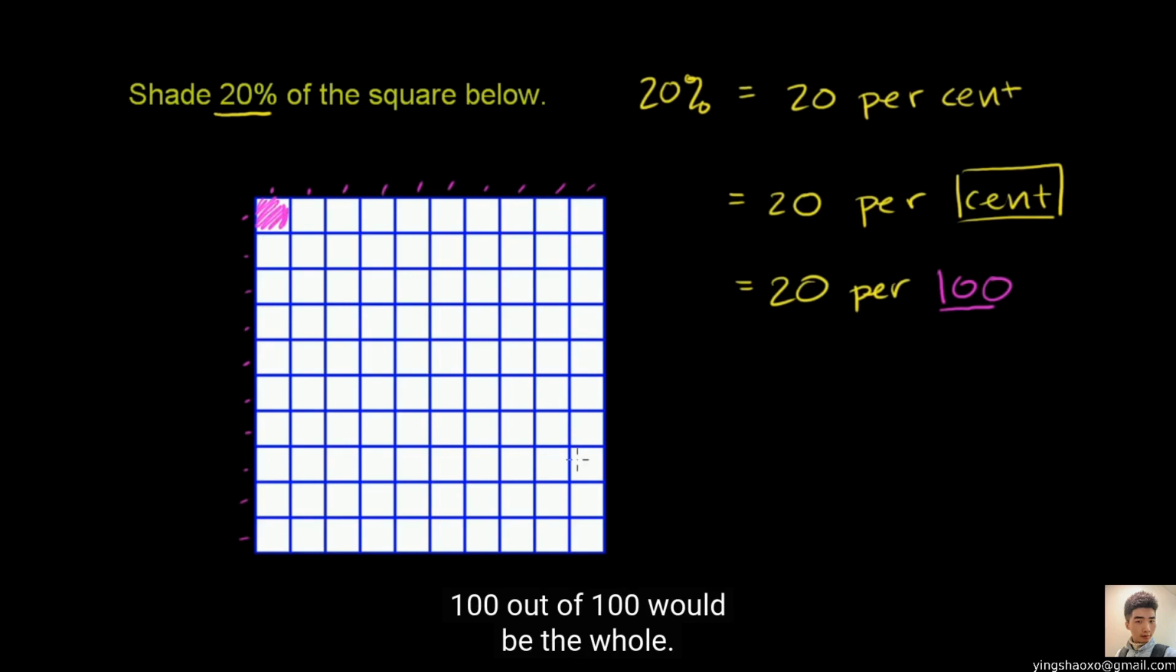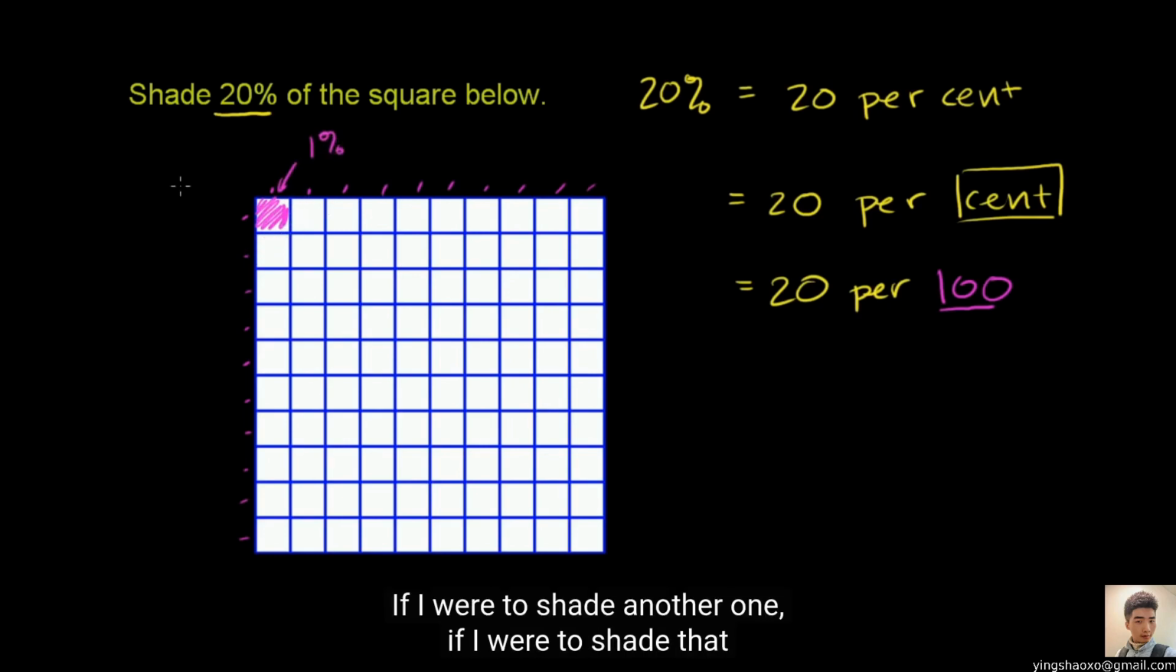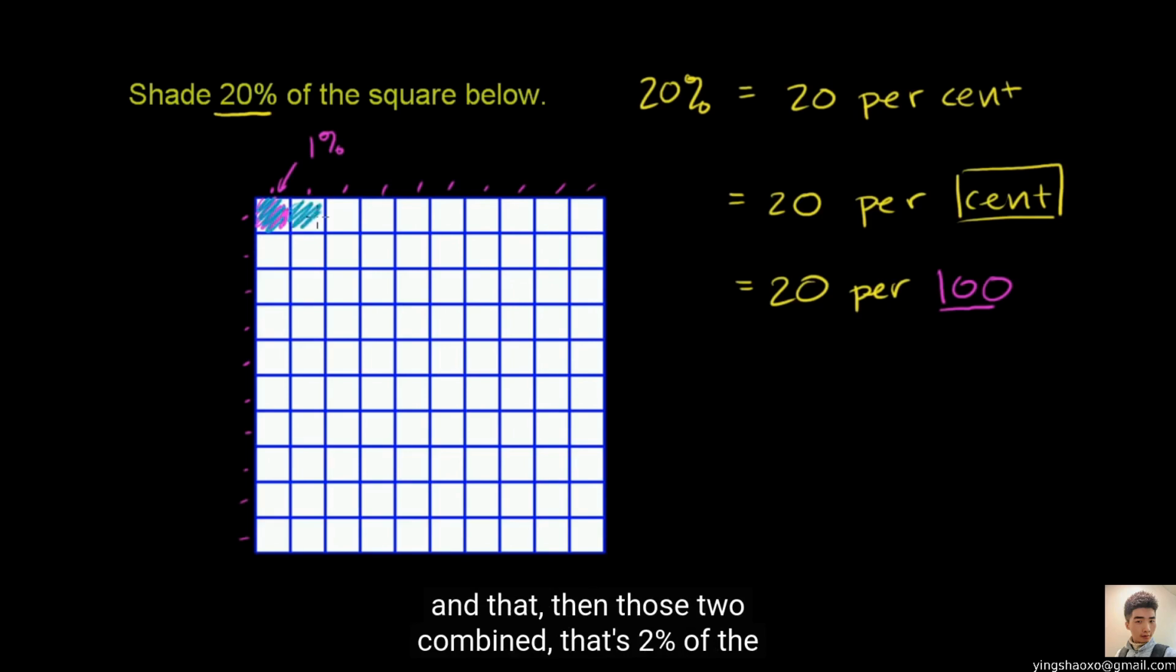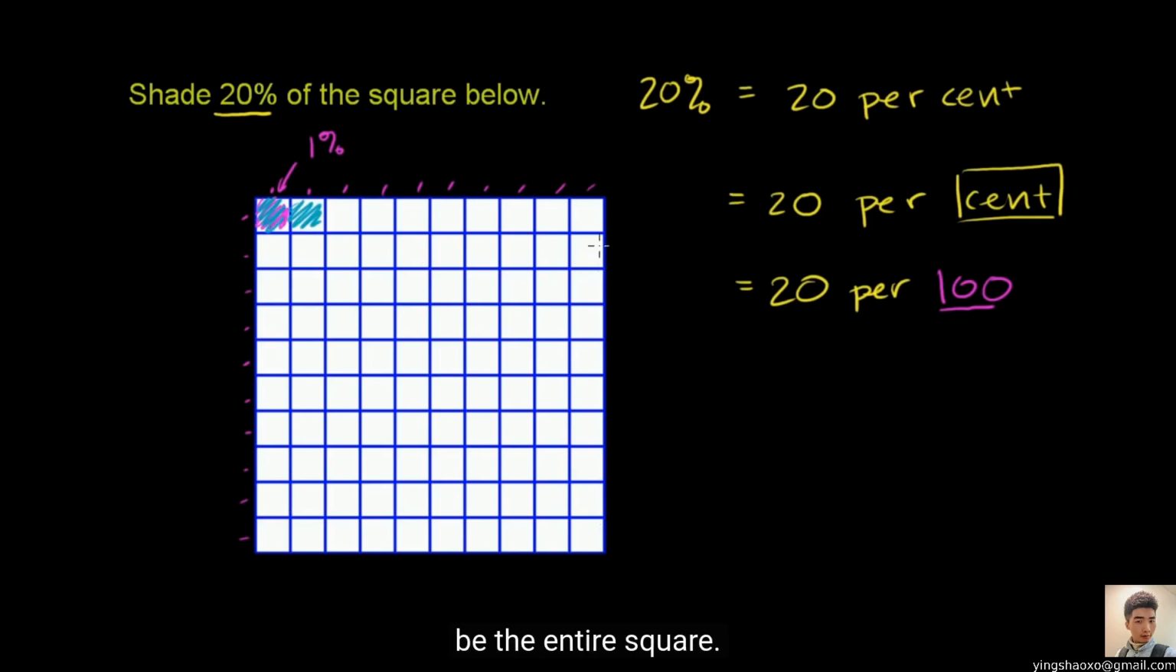So if I just do one square just like that, I have just shaded 1 per 100 of the squares. 100 out of 100 would be the whole. I've shaded one of them. That one square by itself would be 1% of the entire square. If I were to shade another one, if I were to shade that and that, then those two combined, that's 2% of the entire square. It's literally 2 per 100, where 100 would be the entire square.